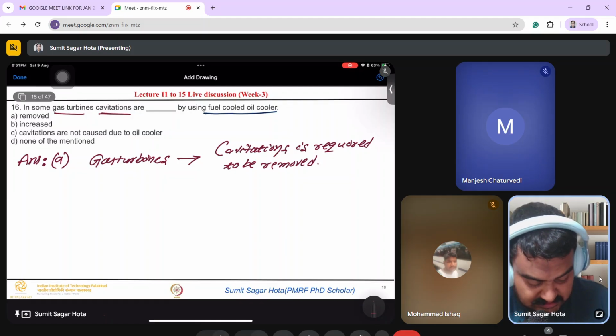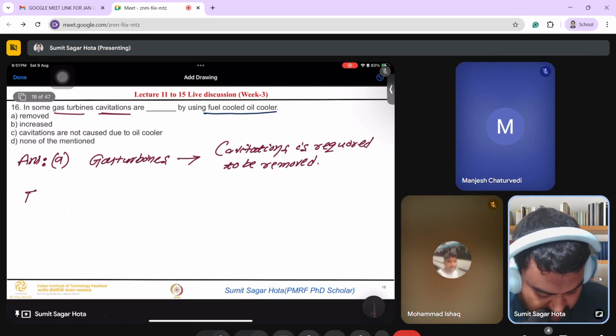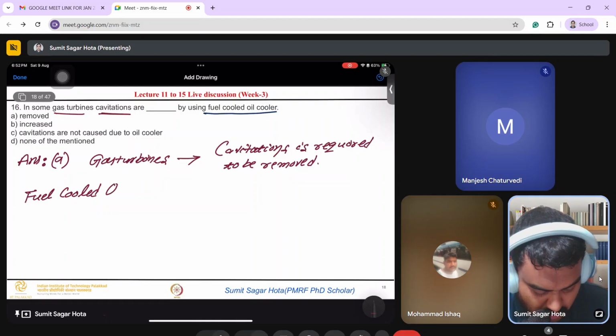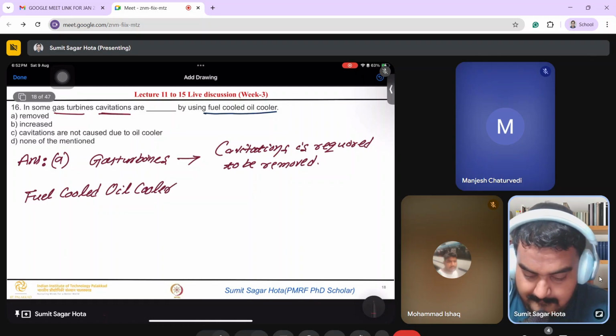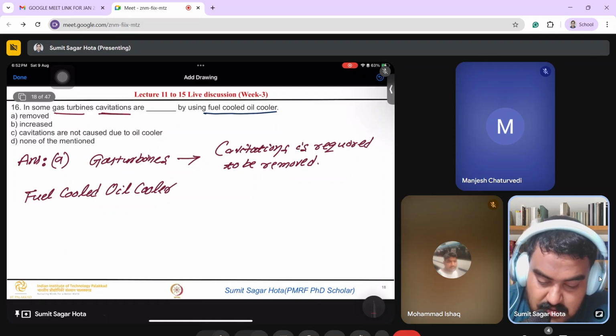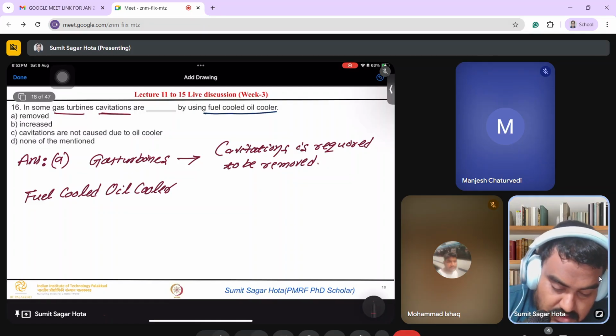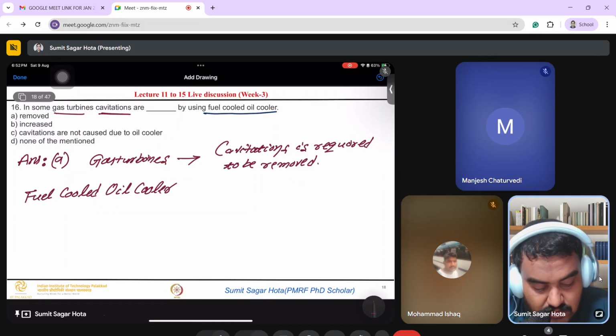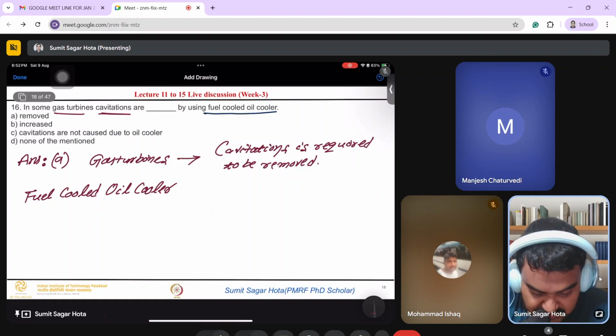Now what does this fuel cooled oil cooler do? The name suggests everything.